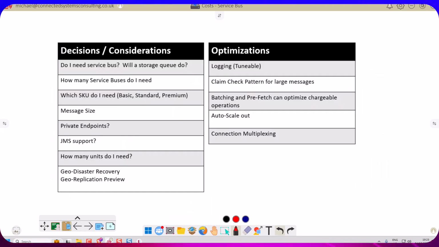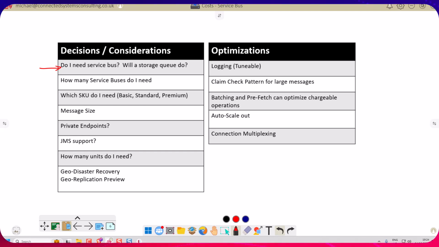Sorry, skipping ahead there. Now, what I like to do in the videos is we'll think about two things. What are the considerations and design decisions that I'm thinking about when I use Service Bus in my solution? Then we'll also talk about some of the optimization techniques we can use. So the first question is, do I actually need Service Bus? That's kind of key question number one.